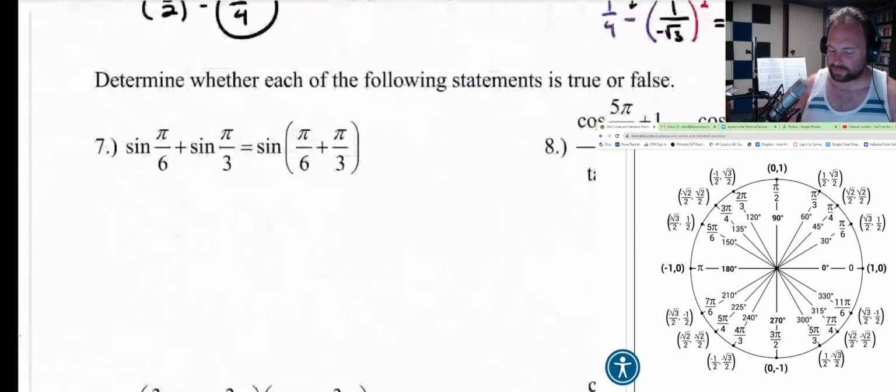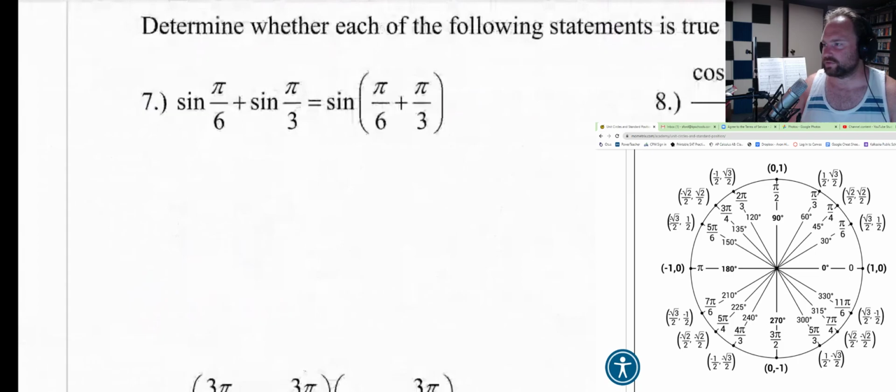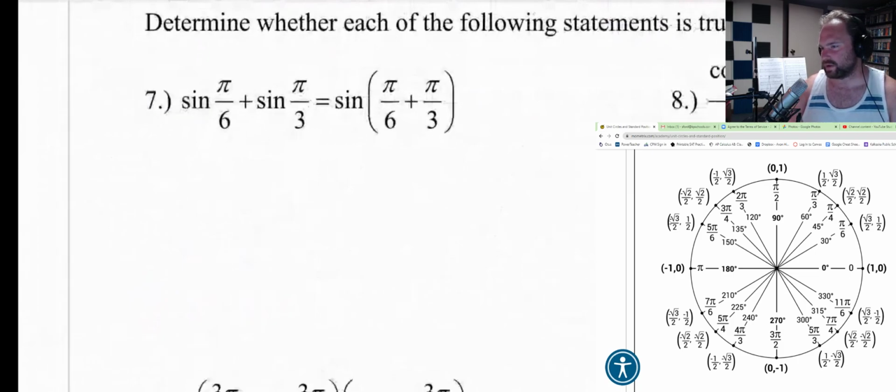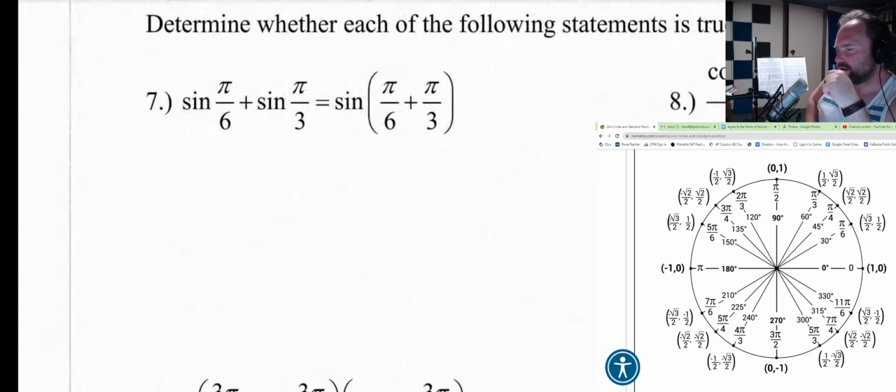Okay, let's talk about true and false questions. Determine whether each of the following statements is true or false. So this is less about finding the answer and more about just thinking about, does this work or not? I mean, you could find the answer in this one. This is an easy one, to be fair.